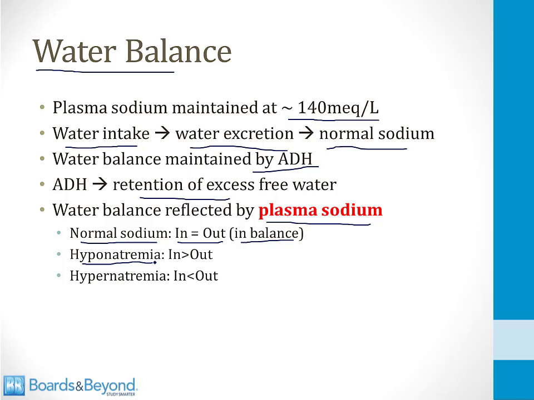Hyponatremia represents a state of being out of water balance. In hyponatremia, there is more water coming in than is going out. And conversely, in hypernatremia, there is less water coming in than is going out. Hypo and hypernatremia are states in which the body is out of water balance.